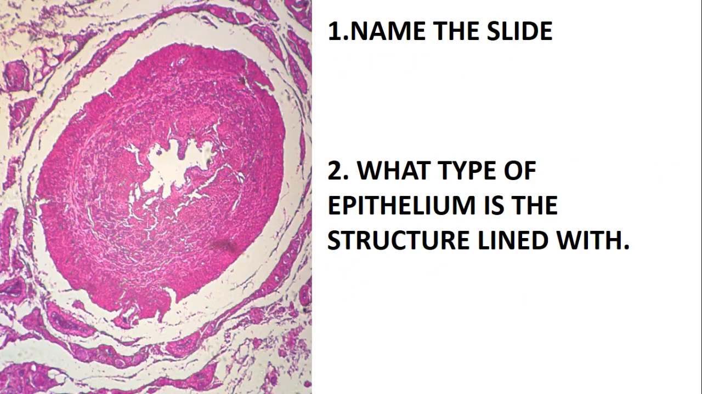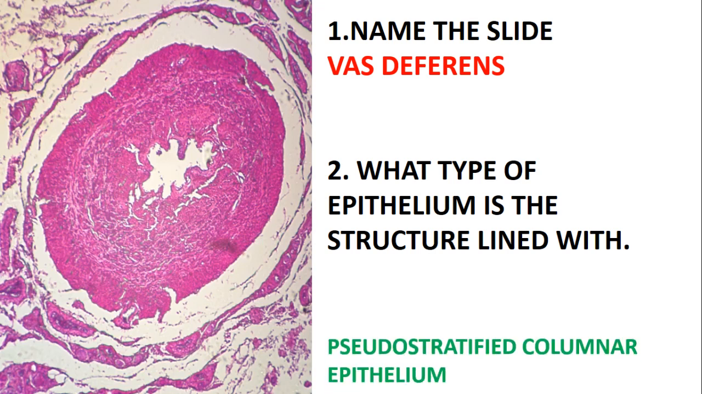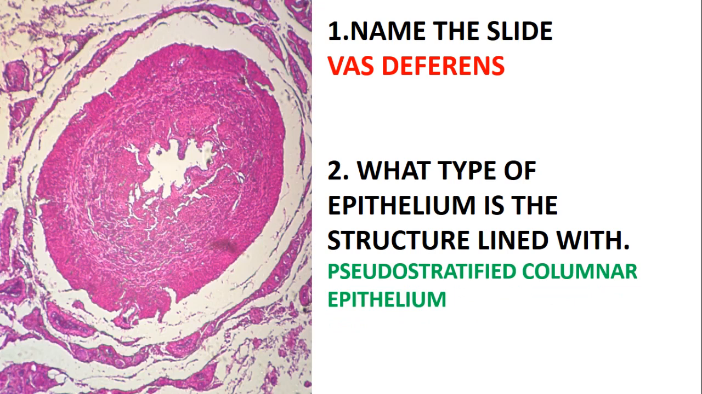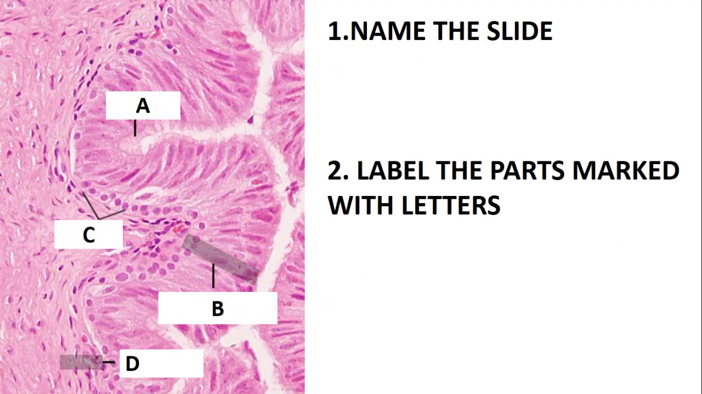Name the slide. So if you look at this slide, this is just the vas deferens. What type of epithelium is lined by the structure? So this vas deferens is just lined by an epithelium which is known as the what? Pseudostratified columnar epithelium with stereocilia. Okay, let's quickly move on and look at the next slide.